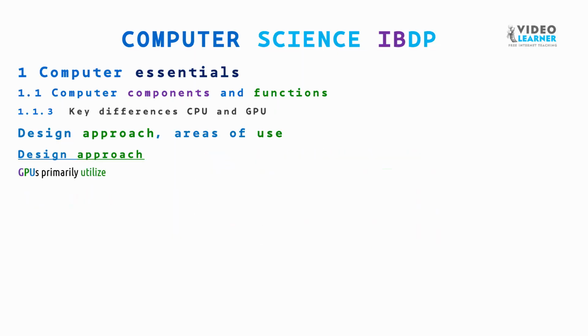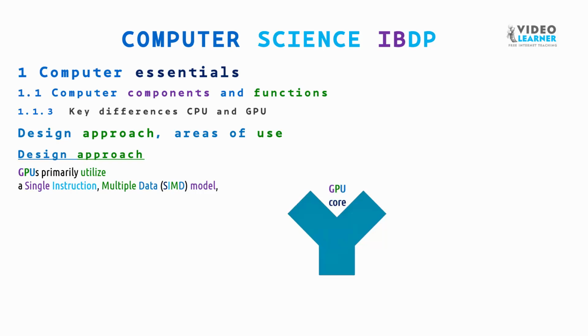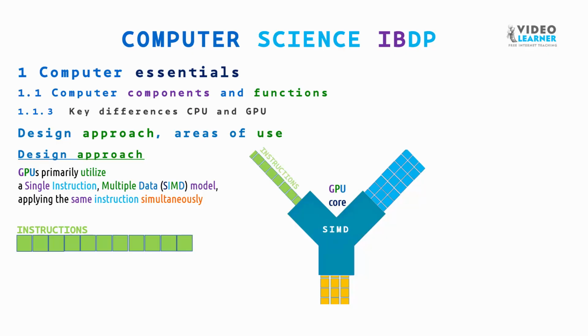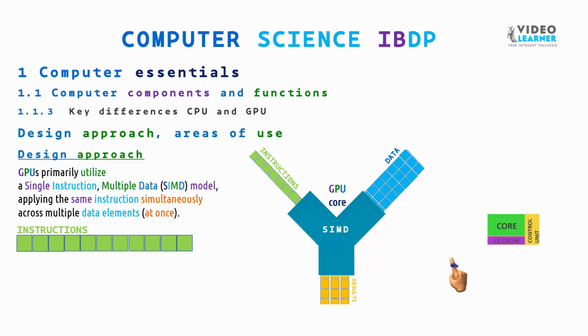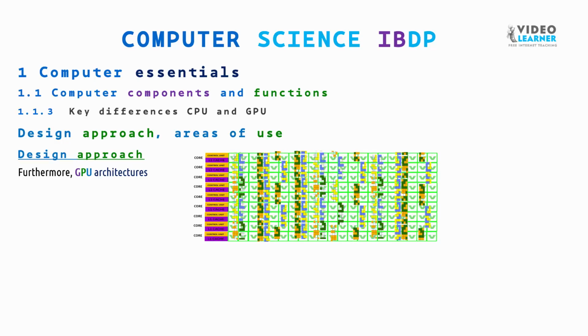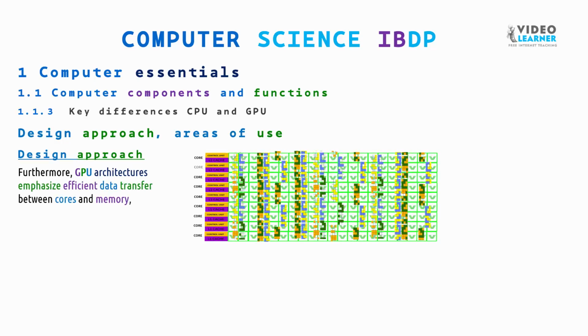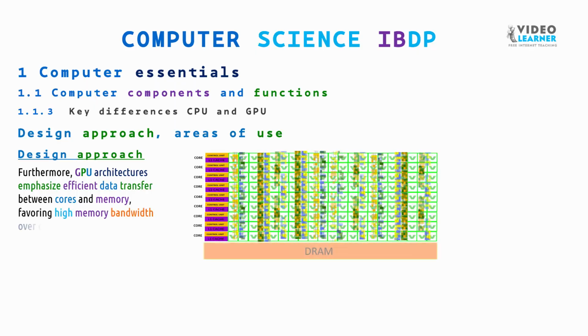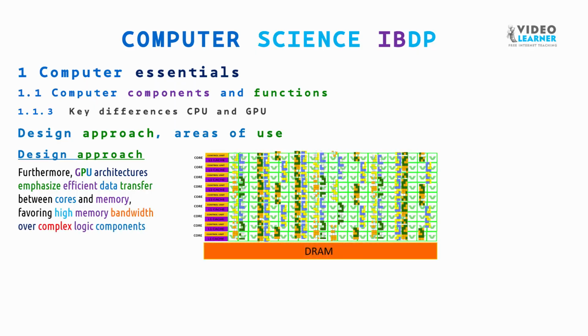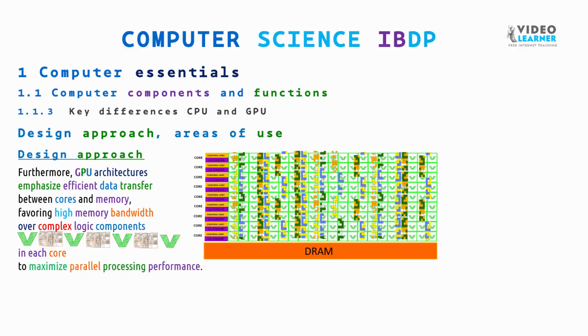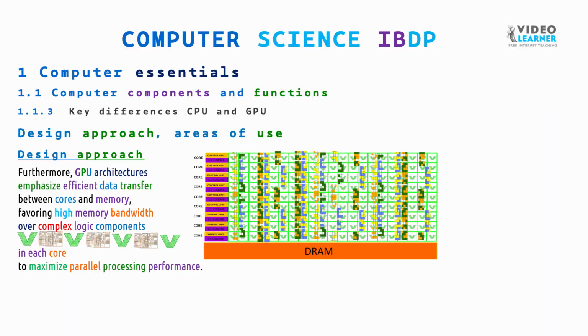GPUs primarily utilize a single instruction multiple data model, the famous SIMD model, applying the same instruction simultaneously across multiple data elements, that is to say, at once. Furthermore, GPU architectures emphasize efficient data transfer between cores and memory, favoring high memory bandwidth over complex logic components in each core to maximize parallel processing performance.